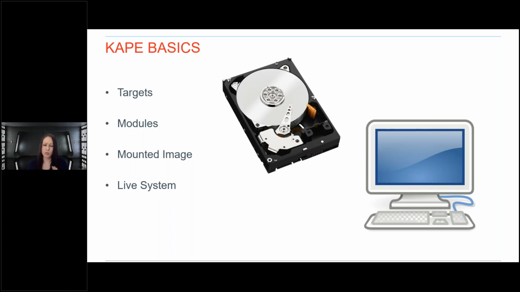And I'll be showing those in more detail in a few minutes here. So KAPE can be run against either a mounted image. If you've already had a collection and you already have an image, you can mount that up using something like Arsenal Image Mounter, or you can run KAPE externally from a USB drive.